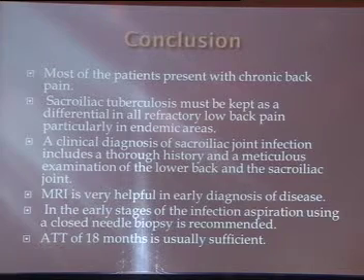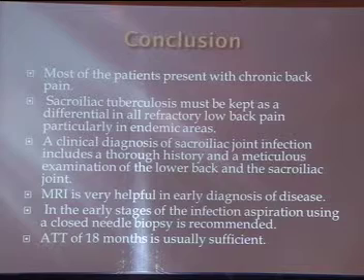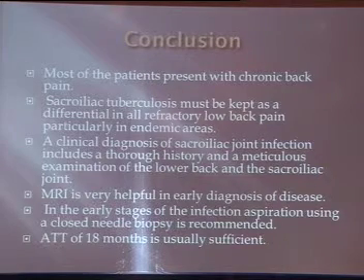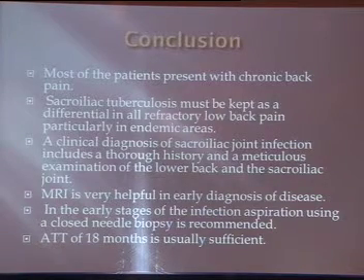And the take-home message: most of the patients present with chronic back pain. SI joint TB must be kept as a differential in all refractory low back pains, particularly in an endemic area like India. Clinical diagnosis of SI joint infection includes a thorough history and meticulous examination of the lower back along with the SI joint. MRI is very helpful in early diagnosis of the disease, and in early stages of infection, aspiration using a closed needle biopsy is recommended. ATT of 18 months is usually sufficient.